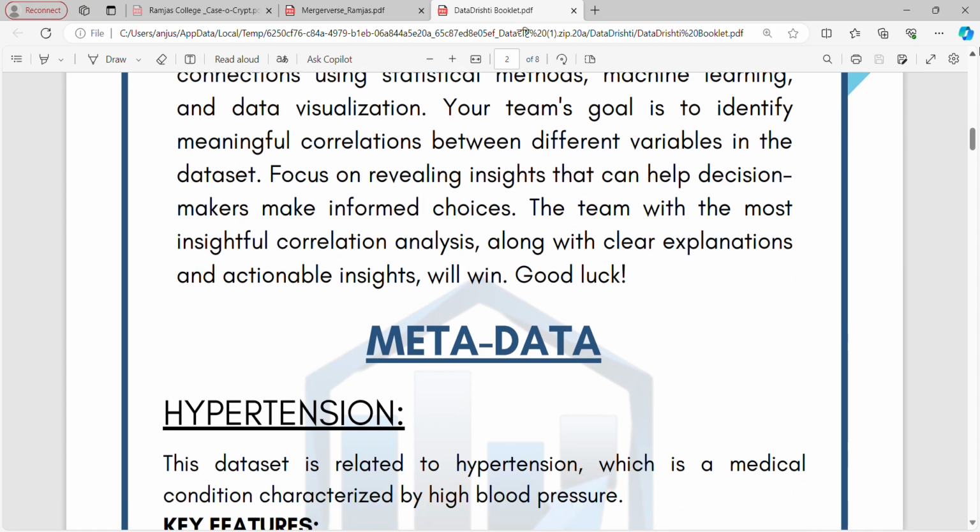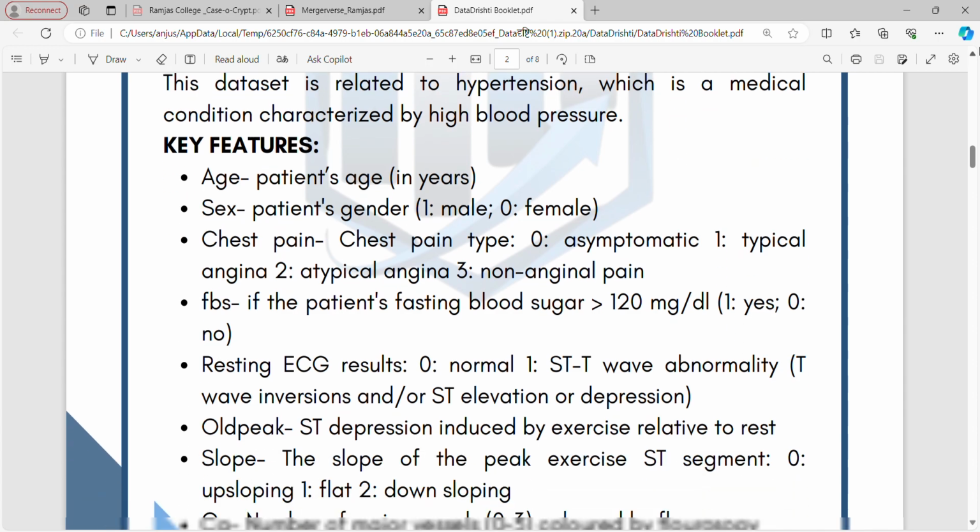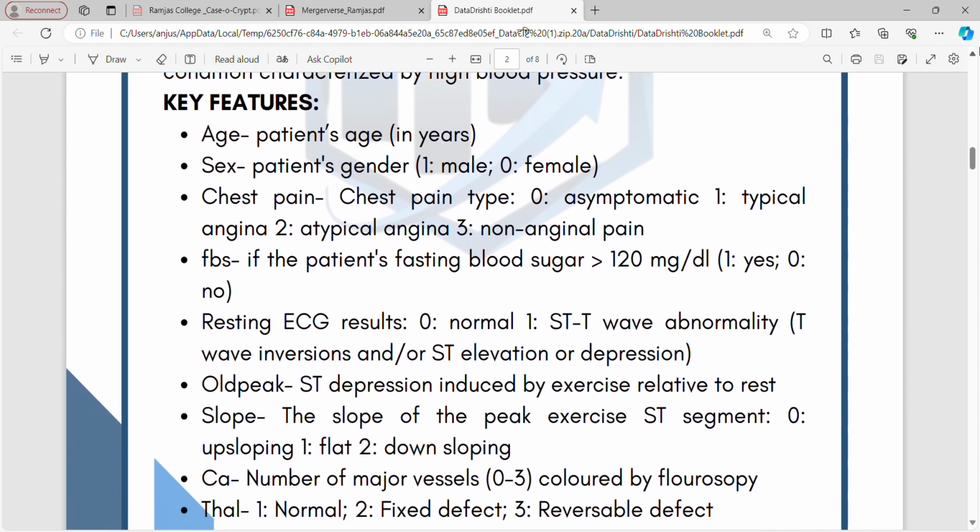Good luck. Metadata. Hypertension. The data set is related to hypertension, which is a medical condition characterized by high blood pressure. Key features: age, patient's age in years; sex, patient's gender, if male 1, if female 0; chest pain type: 0 asymptomatic, 1 typical angina, 2 atypical angina, 3 non-anginal pain; FBS, if the patient's fasting blood sugar is more than 120, then 1. If yes, then 1, no, 0.